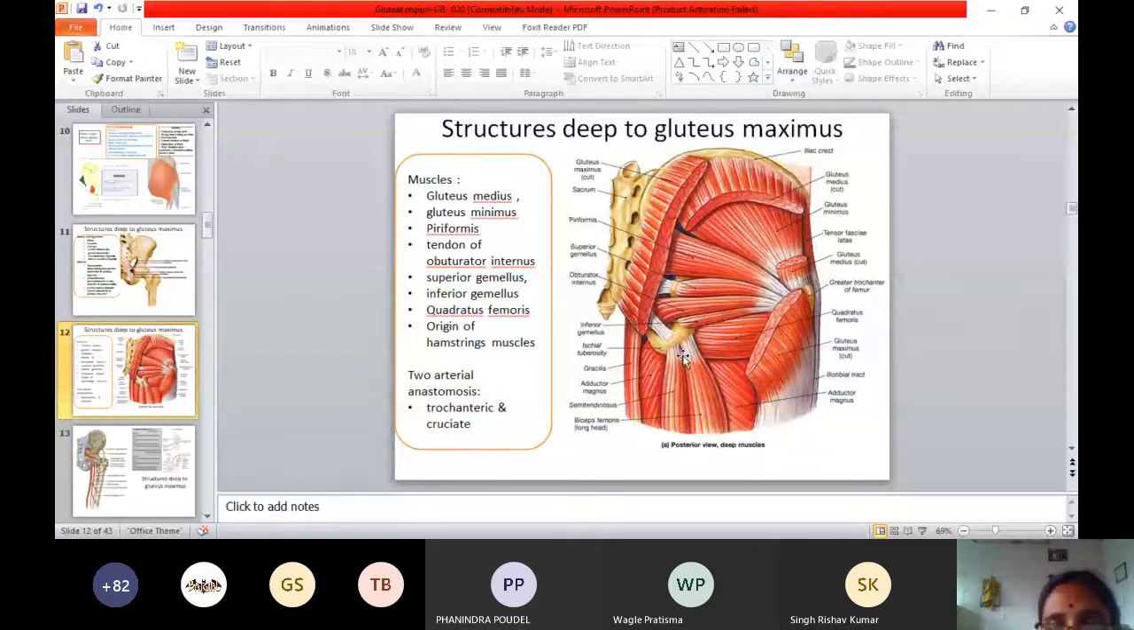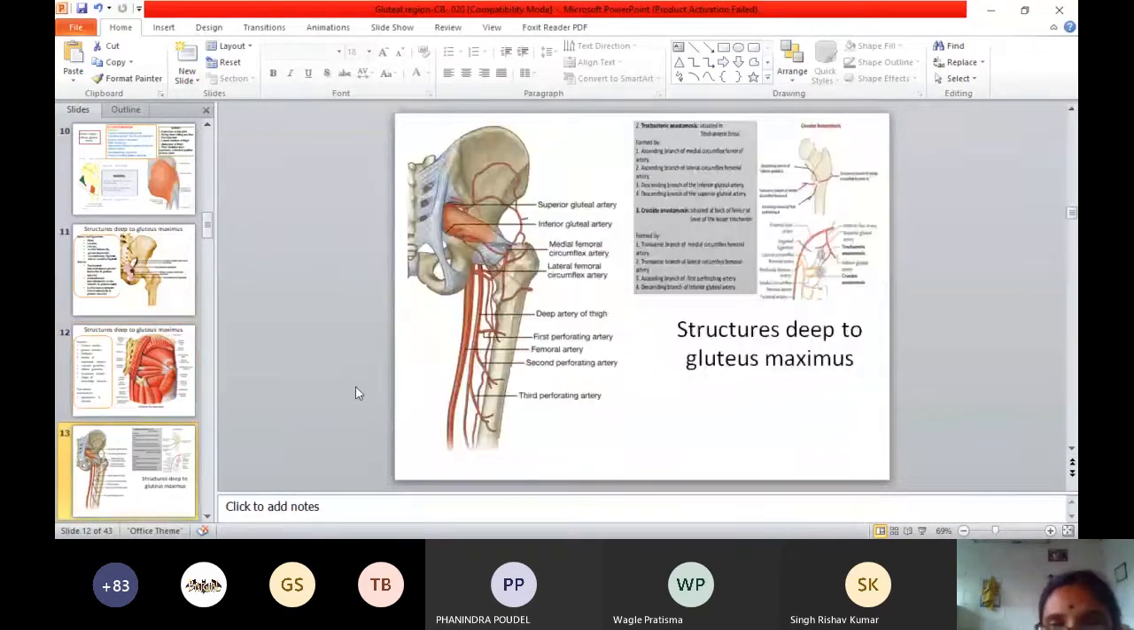So what are the muscles lying deep to the gluteus maximus? The muscles are gluteus medius, gluteus minimus, piriformis, superior gemellus, inferior gemellus, tendon of obturator internus, and the origin of hamstring muscle. Beside this, there are two arterial anastomosis deep to gluteus maximus.